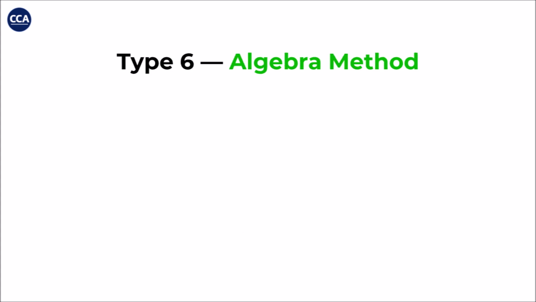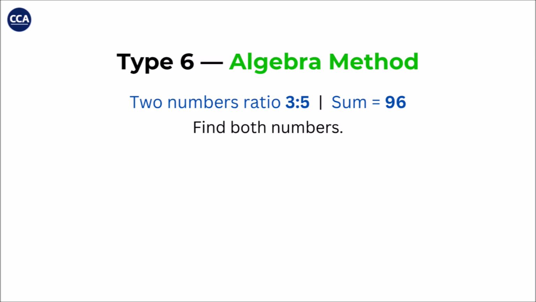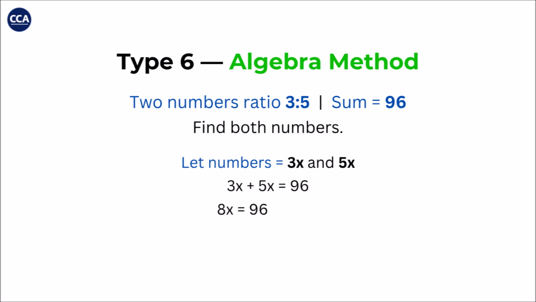The 6th type. Using algebra to find the original quantities from a ratio. Problem. 2 numbers are in the ratio 3:5. Their sum is 96. Find both numbers. Step 1. Let the numbers be 3x and 5x. The ratio 3:5 means they are multiples of the same value. Step 2. Use the sum. 3x plus 5x equals 96. 8x equals 96. x equals 12.